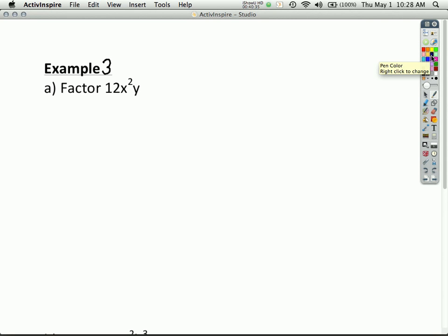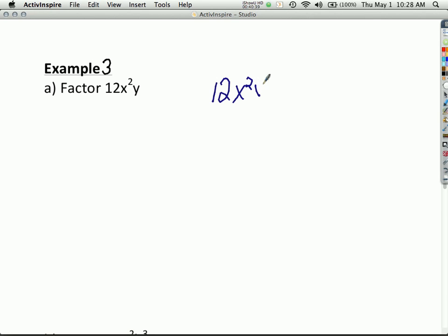So we're going to do the same thing we did. We're going to start with the expression right at the top of the tree. But the first thing we're going to do now, since it's an algebraic expression, is we're going to split the numbers and the variables into 2 separate branches. So the 12 is going to come over here to the left, and we're going to do that as one branch. The other branch is going to be x squared y.